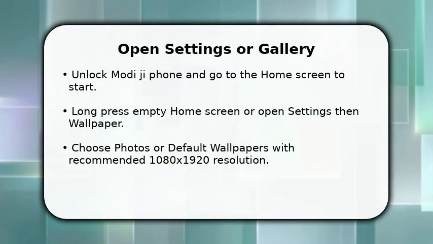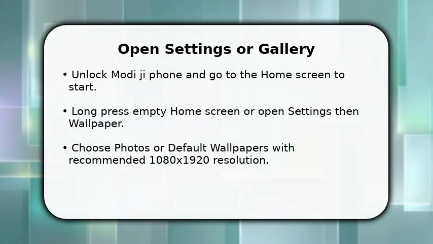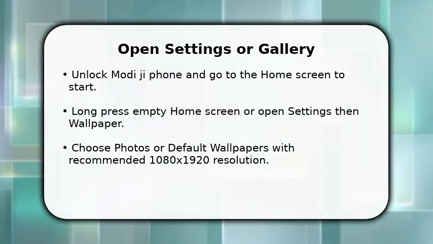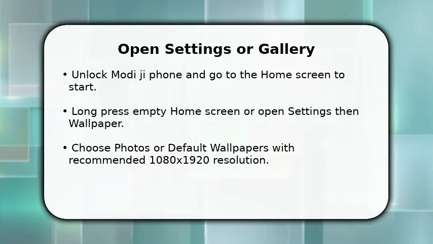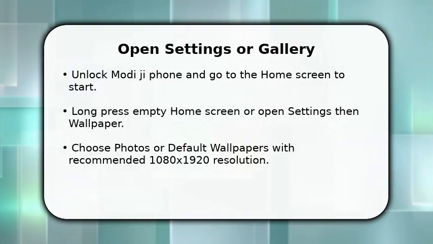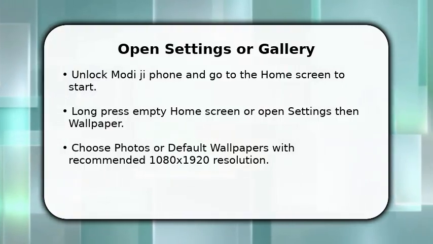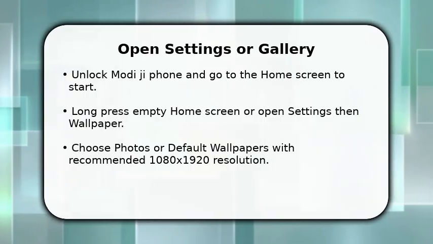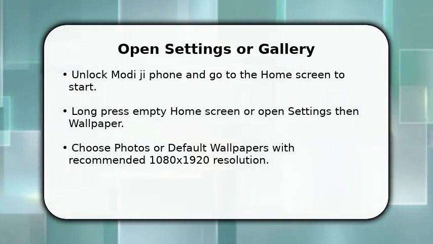Unlock your phone and go to the home screen to start. Use the fingerprint, pin, or pattern to unlock quickly. Press and hold any empty area on the home screen for the options menu to appear. Alternatively, open Settings, then Display, then Wallpaper to access system choices.